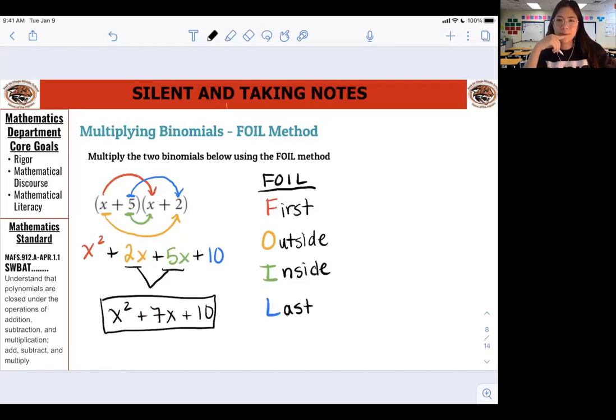Any questions? What is the leading coefficient of this trinomial? 1. Very good. There's an invisible 1 in the front, and that is your leading coefficient.